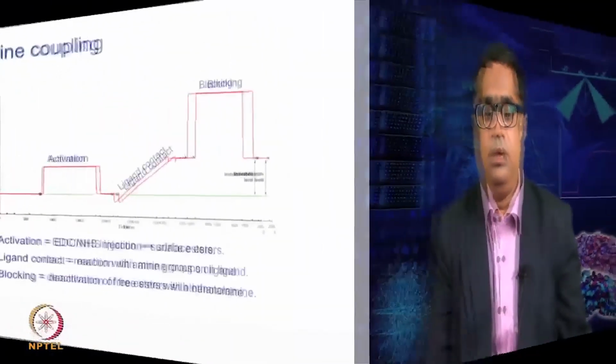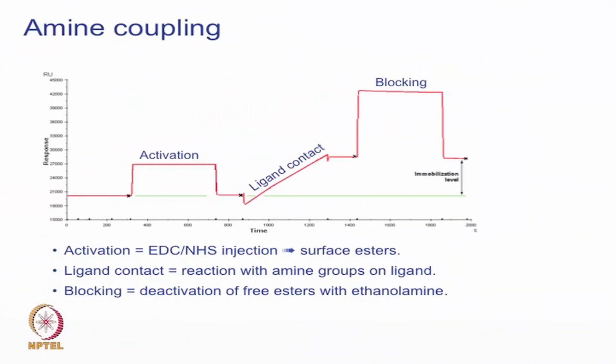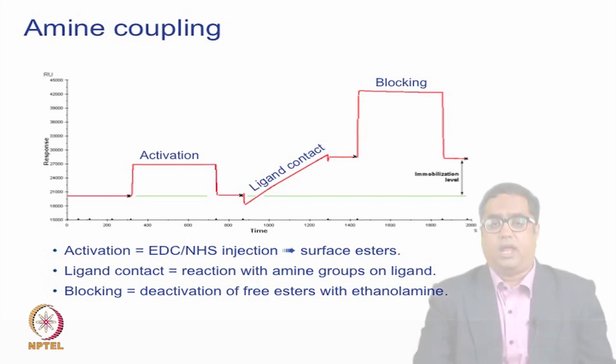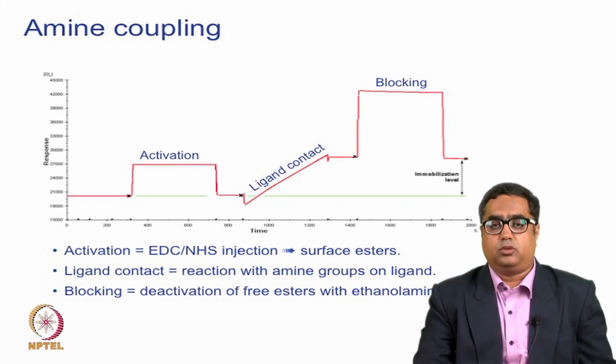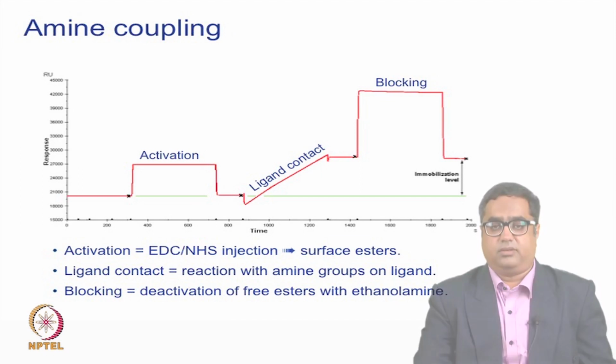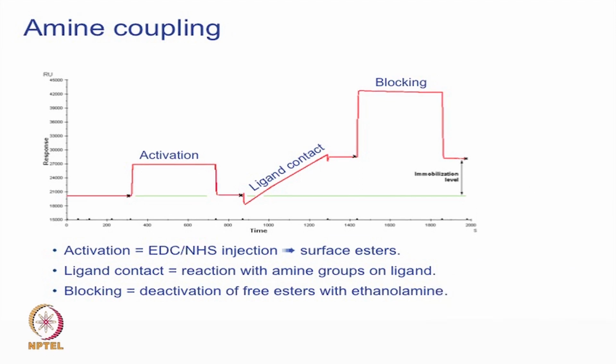And here the activation of the surface is generally done by chemicals EDC and NHS, and they will activate the surface esters, and the molecules from the amine groups are covalently coupled on the surface of the chip, and the extra groups that are activated are blocked by ethanolamine. The choice of the immobilization strategy generally depends upon the kind of molecule we have.